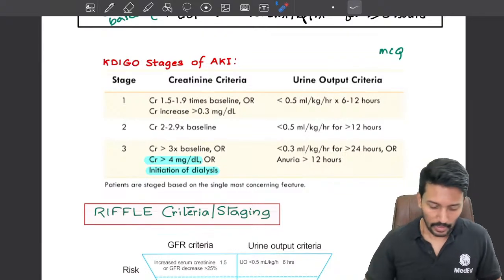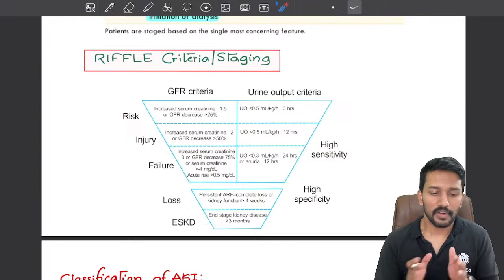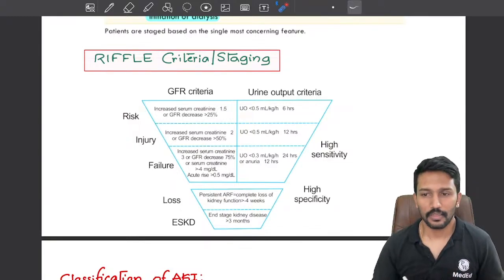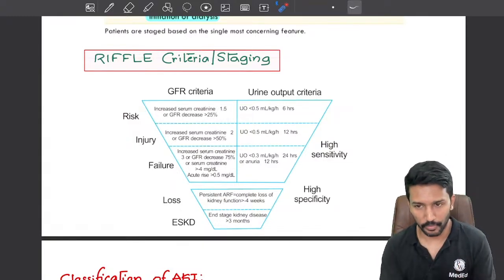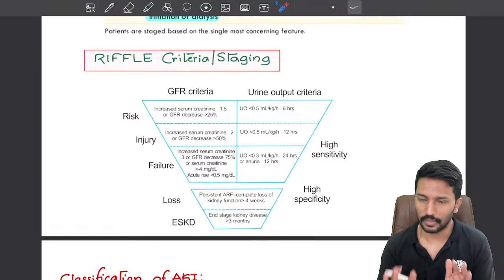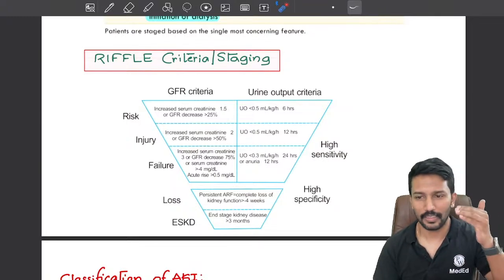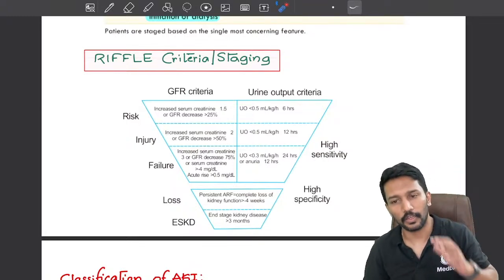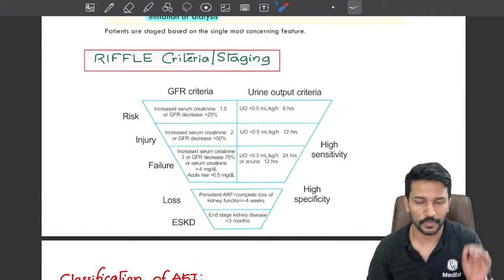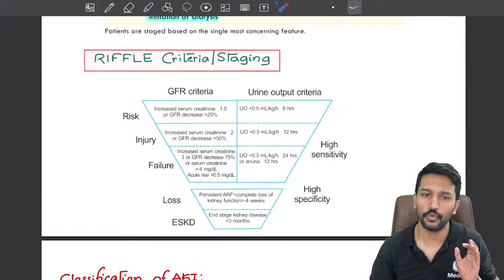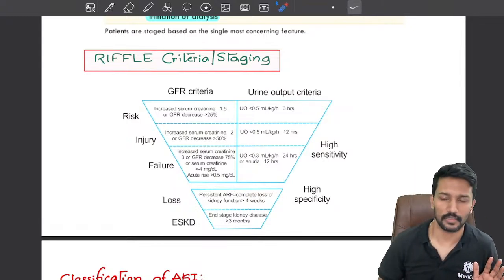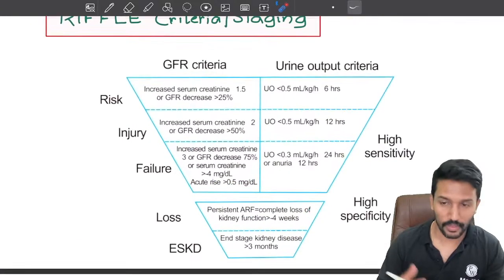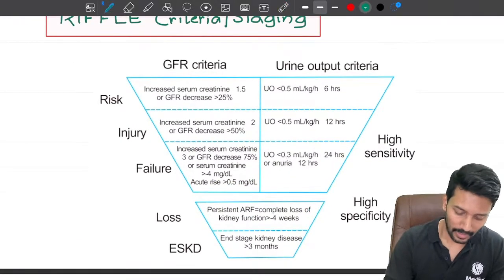Okay. Apart from KDIGO, there is also the RIFLE criteria or RIFLE staging for kidney injury. So we need to remember what it is. Easy it is, nothing confusing there. The RIFLE criteria stages acute kidney injury into 5 groups: risk, injury, failure, loss, and end stage kidney disease.